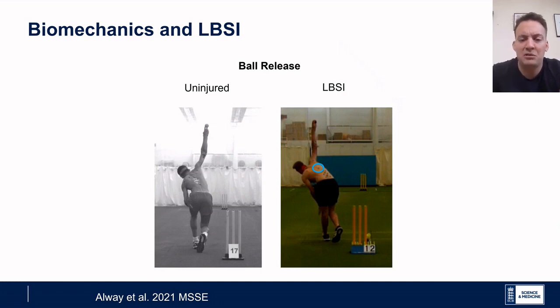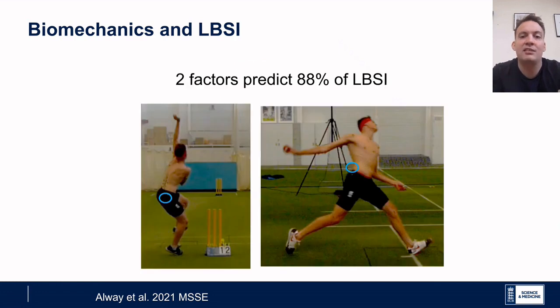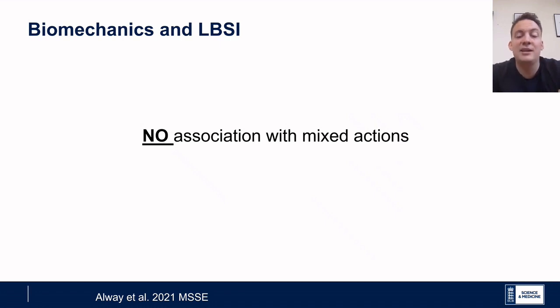So we found a number of biomechanical factors that differed between injured and uninjured players. And when we put this through a regression, we found that two factors predicted 88% of lumbar bone stress injuries. So we found hip flexion and lumbar pelvic extension were the two biggest risk factors, with greater rear hip flexion being associated with lumbar bone stress injuries, as well as greater lumbar pelvic extension at front foot contact. We also looked at mixed actions, but none of the characteristics of mixed actions were associated with injury in this cohort.